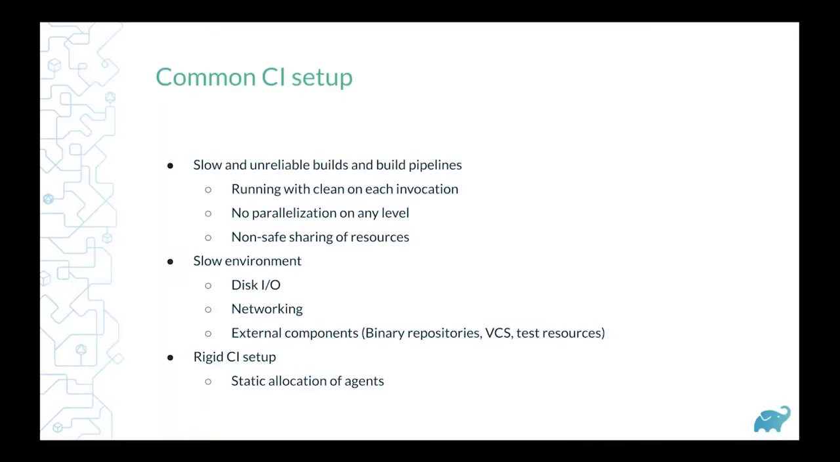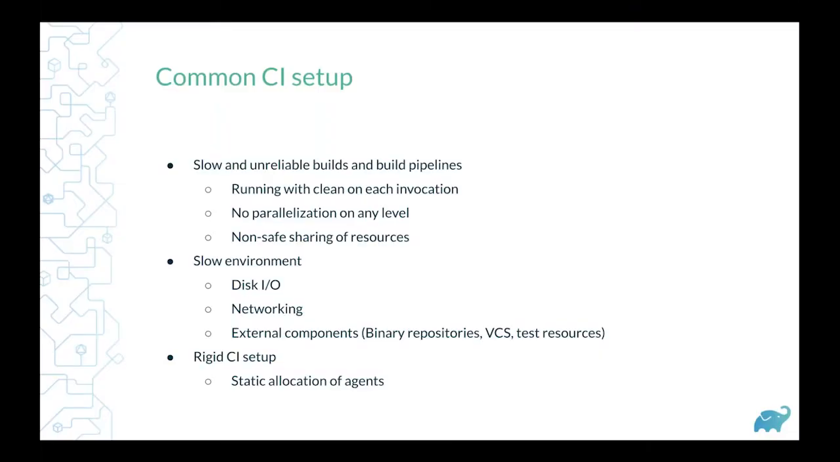Right, so we try to identify what the common CI setups are. You see them from helping customers with their Jenkins. We see them from helping make their builds faster. But there's a lot of overlap, not surprisingly, because we also have the same customers or the same audience, you could say. Right. So definitely slow and unreliable builds and build pipelines is something we see.